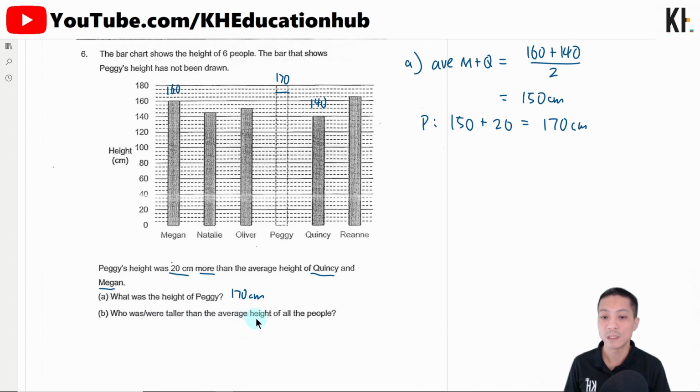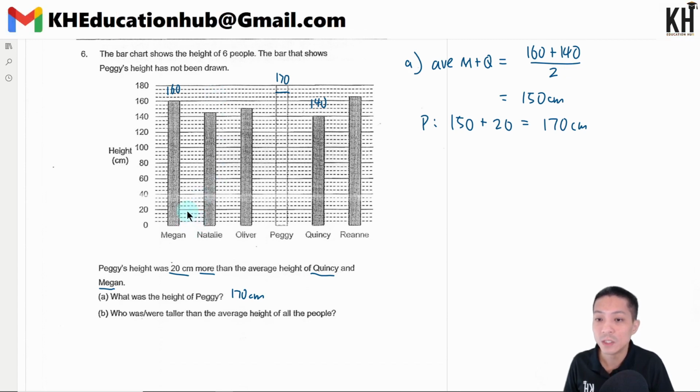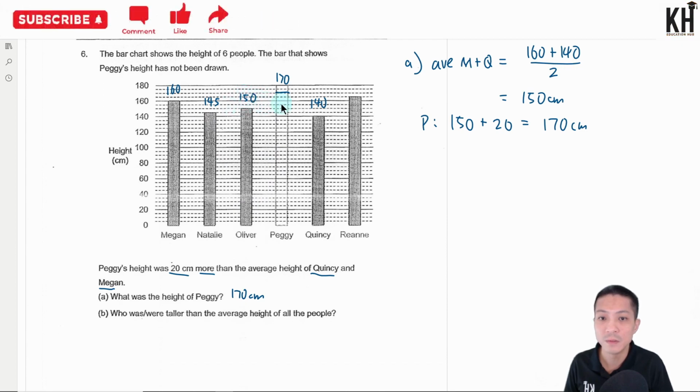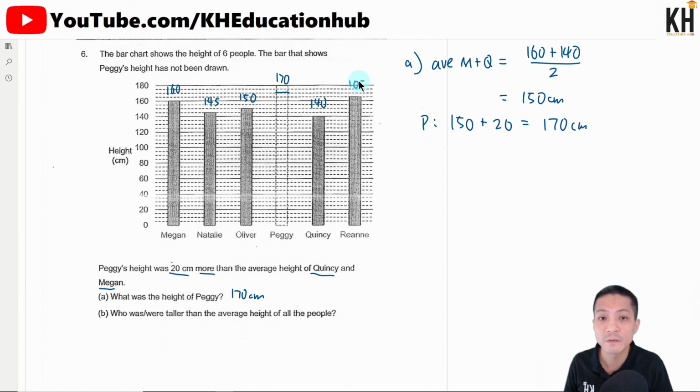Who was or were taller than the average height of all the people? Okay, so now I need to find the average height of all the people. Each one there's 4 gaps, right? So each one is 5. So for Natalie, it'll be 145. Oliver will be 150. Renee will be 165.